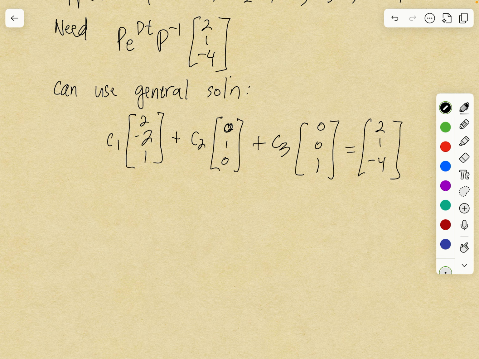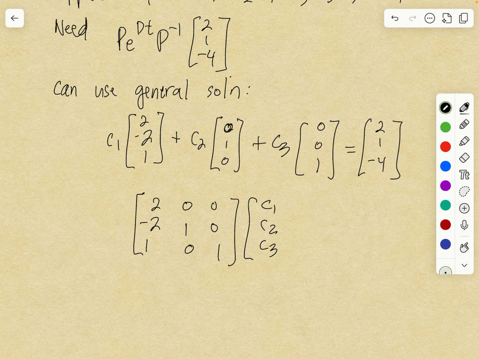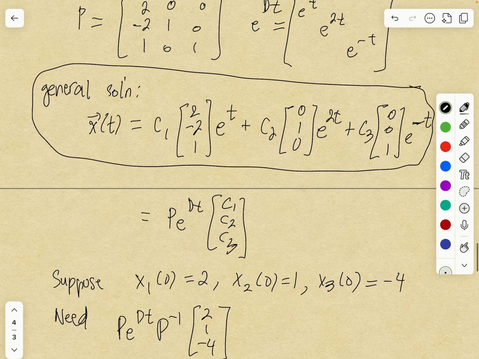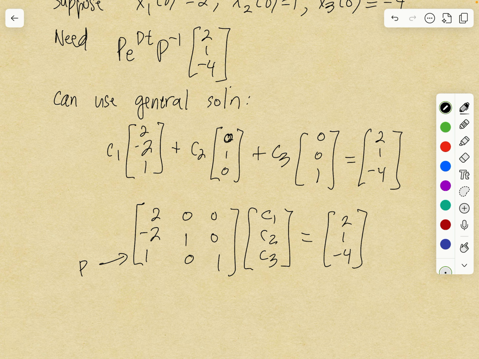If you write out the equations, let's write this as a matrix vector equation. I'm just doing this to illustrate the theory. So this left-hand side can be written as this matrix times this vector equals 2, 1, negative 4. Where have we seen that matrix? That's just the matrix P. So this c1, c2, c3 is P inverse times 2, 1, negative 4. That is the constants that we want.